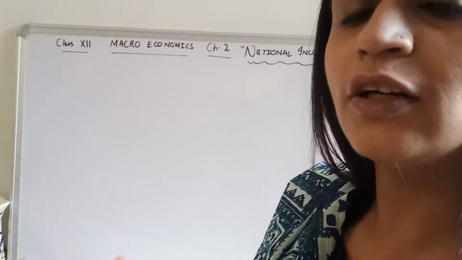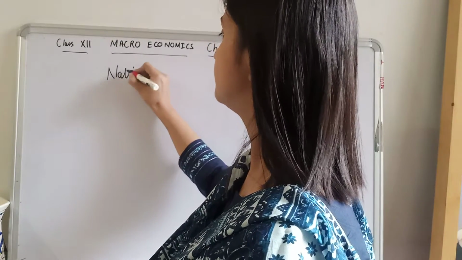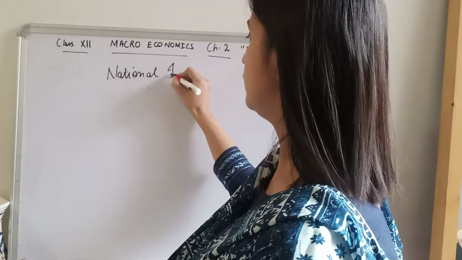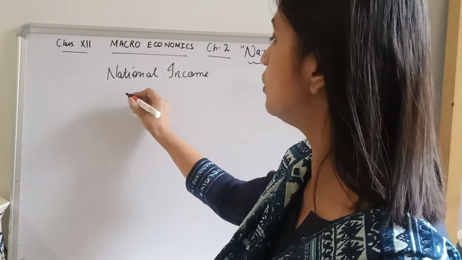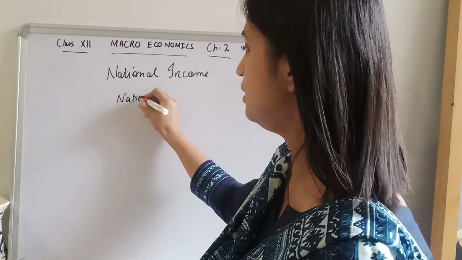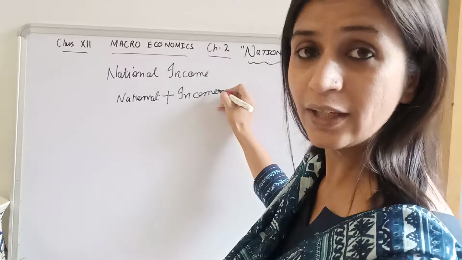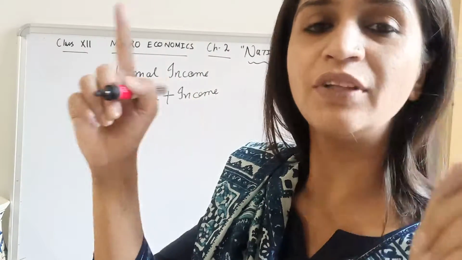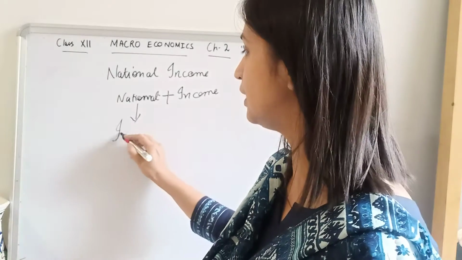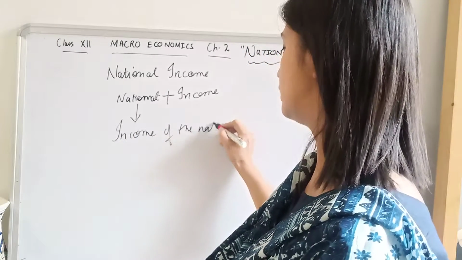The first word of the chapter is national income. National income, which is itself a combination of two words, national plus income. So what are we talking about here? We are talking about the income of the nation.